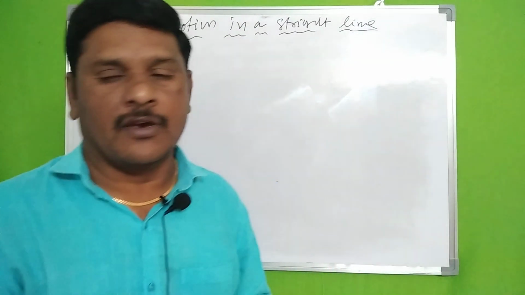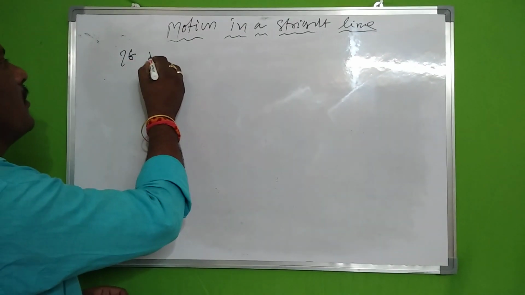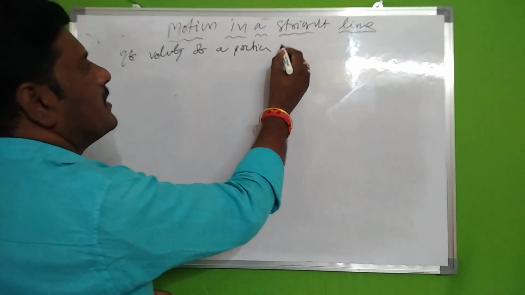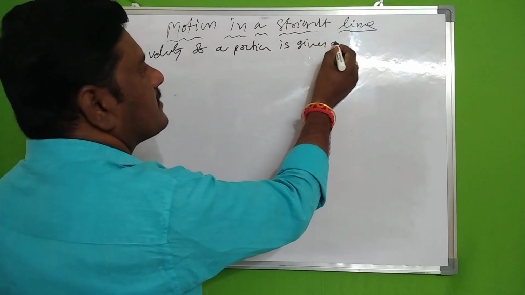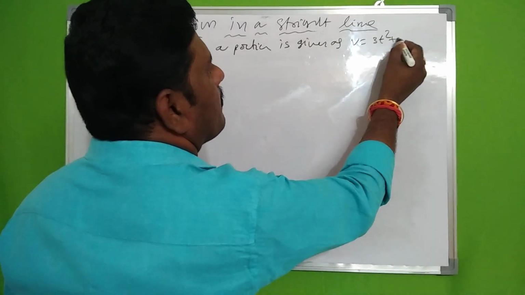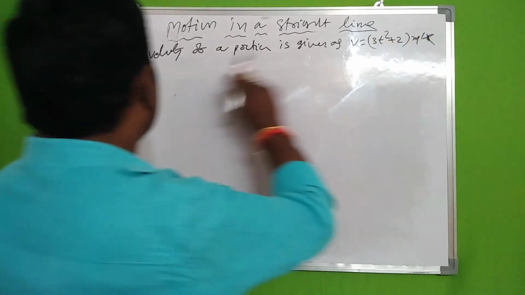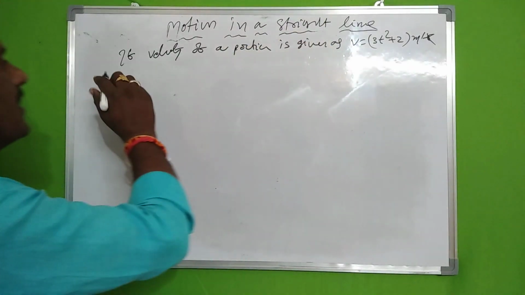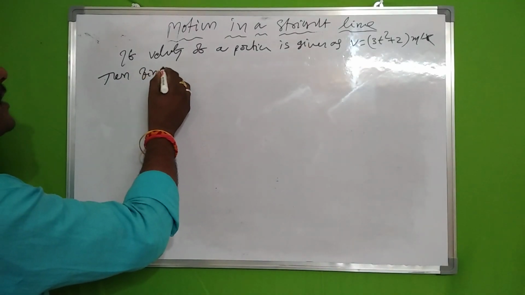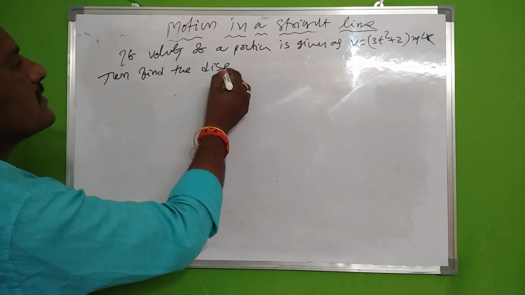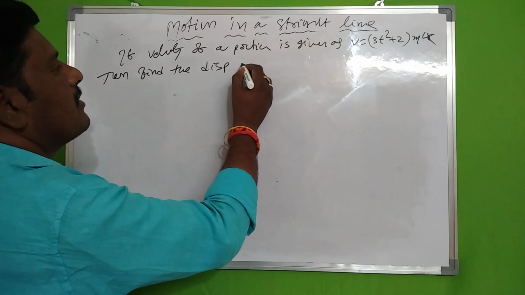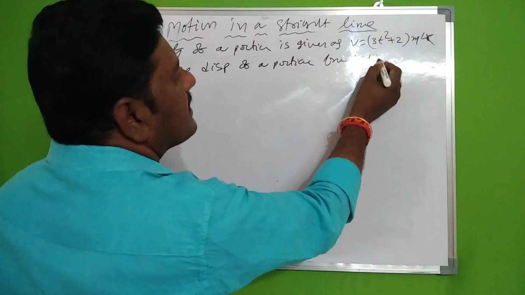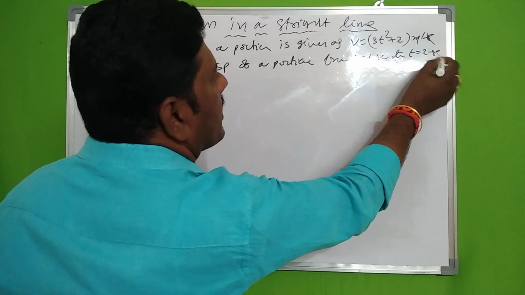Another problem. If the velocity of a particle is given as v equal to 3t square plus 2 meter per second, then find the displacement of a particle from t equal to 1 second to t equal to 2 seconds.